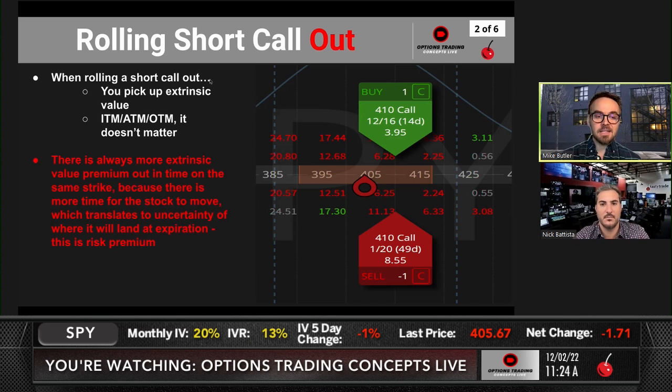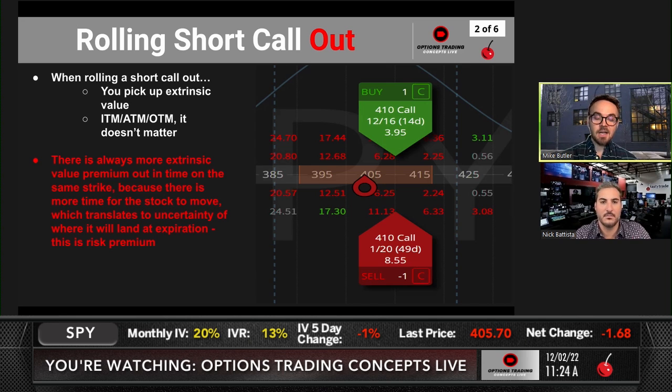But at the end of the day, when you're rolling a short call out or a short put out or a strangle or a straddle, any option position that is undefined risk, you're going to pick up extrinsic value, and it does not matter whether it's an in the money option, at the money option, or out of the money option, assuming there is extrinsic value in that strike and assuming that you are dealing with a liquid marketplace.